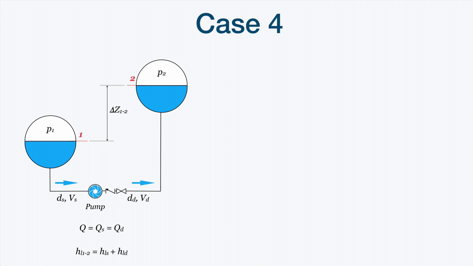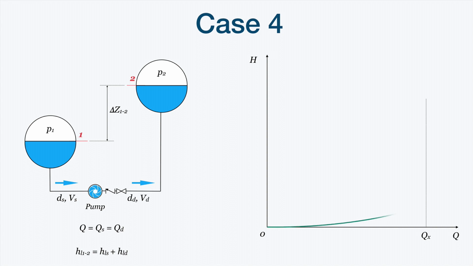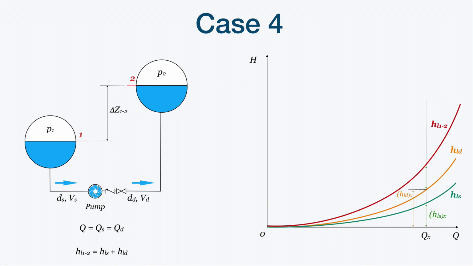So the same will happen for flow rate and head losses, since this system is in series. So we will do the same here: draw the head losses curve for the suction pipe, the same for the discharge pipe. We can draw the overall head losses between section 1 and section 2. And now what is different here?